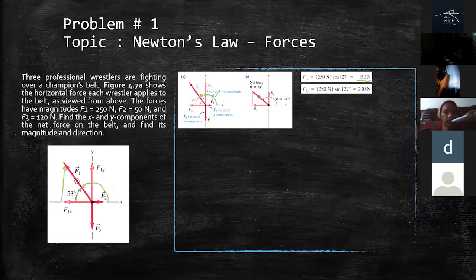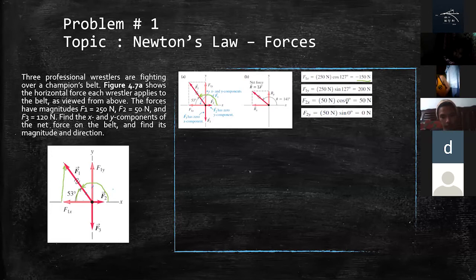So we are done with F1. We have the X component of F1 and the Y component of F1. We have F2. Okay? So 50 newtons, that's given. Cosine 0 because it has no movement. So 50 newton, because cosine 0 is equal to 1. Okay? For your Y component, that is 50 newton multiplied by your sine 0. And because sine 0 is 0, you will get 0 newton. So there is no movement upward, obviously, only to the right.